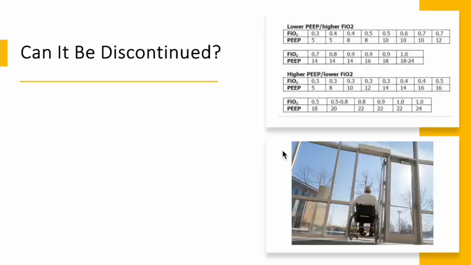The last question you want to answer as you're rounding on the patient is to ask, can it be discontinued? Are we getting close to being able to extubate this patient? So what FiO2 do you think needs to be met before you consider extubating a patient? Well, as you're working your way down the PEEP ladder, like we talked about earlier, as you're getting close to a FiO2 of 50%, then you can start considering the possibility of extubation. So an FiO2 of less than 50% should be met before you consider extubating the patient.